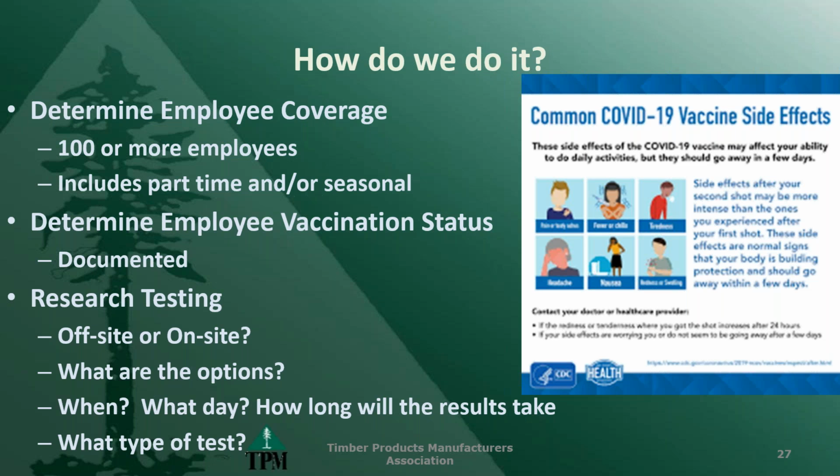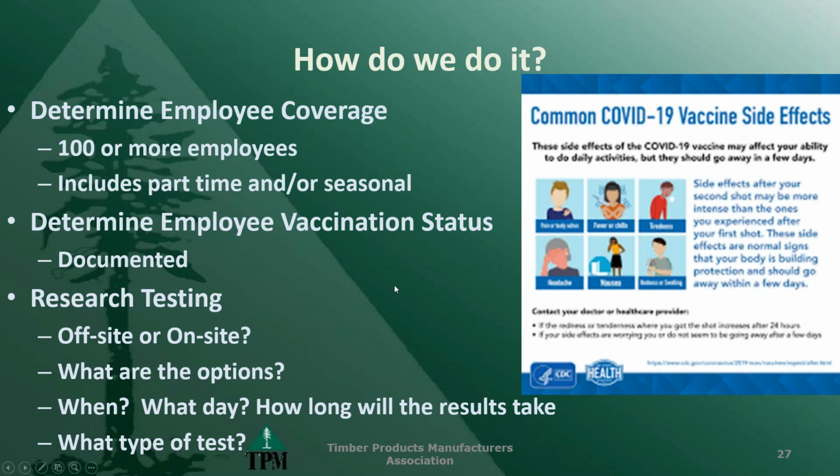We've got to determine our employees' vaccination status. It has to be documented. We have to have that list. What's probably going to be difficult is the testing, is finding that resource. You can go off-site to the doctor's office, or you can contract people to come on-site and do everybody. But we've got to find out what our options are and how we think we're going to be able to do it.